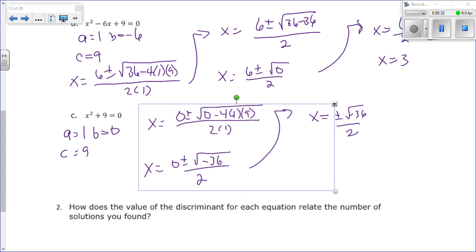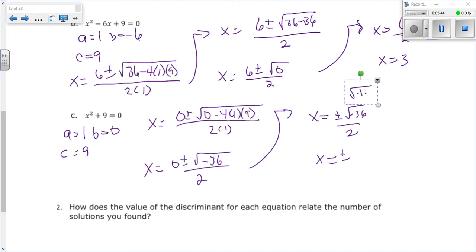And yesterday we learned that the square root of negative 1 was i. So this is just like saying negative 1 times 36, and the square root of negative 1 is i, and the square root of 36 is 6. So we're going to say plus or minus 6i over 2. So x is equal to plus or minus 3i. And my discriminant in this case was negative 36.